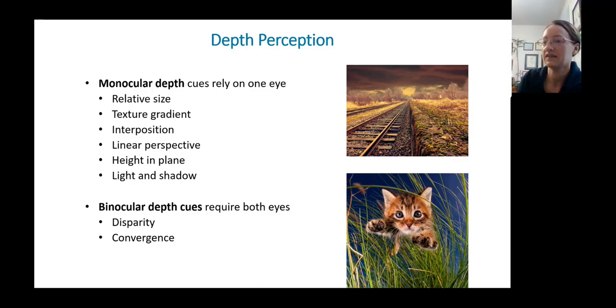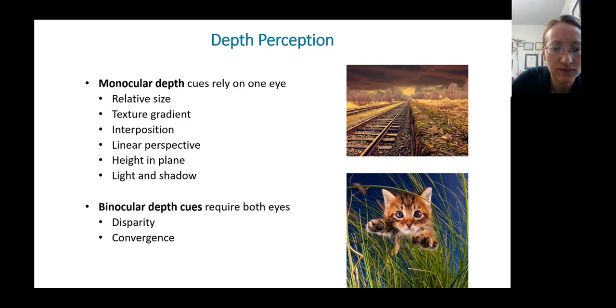Interposition means that something that is in front of something else will obscure it, obviously. Linear perspective, there's an interesting phenomenon where parallel lines appear to converge in the distance. It looks like they would meet together at one point, and we call that the vanishing point. But in reality, that's not true, right? They're parallel forever, but it looks to us as if they're going to come in and meet.